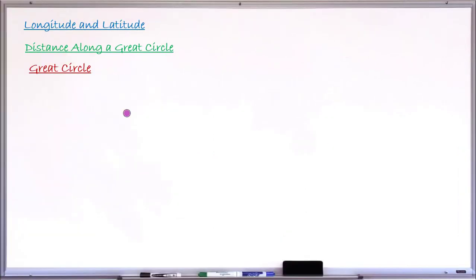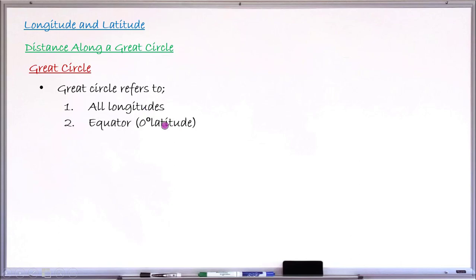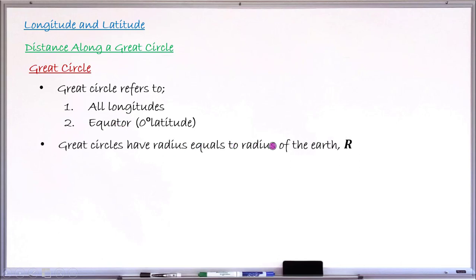To begin the lesson, my dear student, let us first know what a great circle is. Great circle refers to all longitudes; all longitudes are great circles. Similarly, latitude 0 degrees, that is the equator, is another great circle. These are the two things that we refer to as great circles. All great circles have radius equal to the radius of the earth, and that is usually denoted by capital letter R. So let us move on and learn how to find the distance along great circles, that is, the distance between 2 points that happen to be on a great circle.